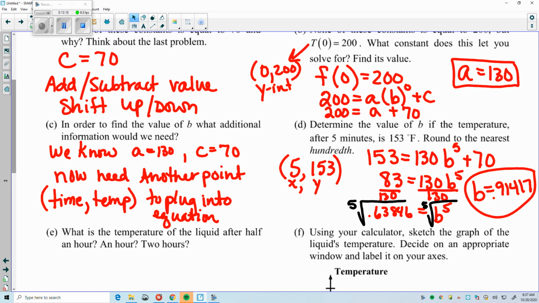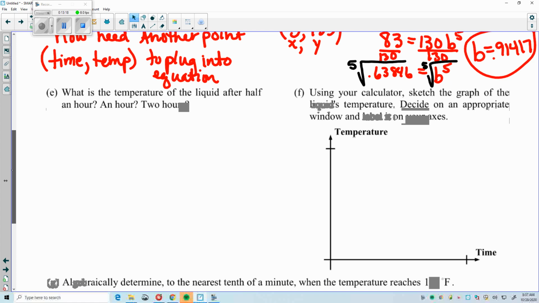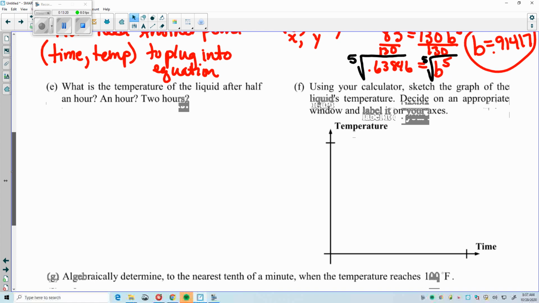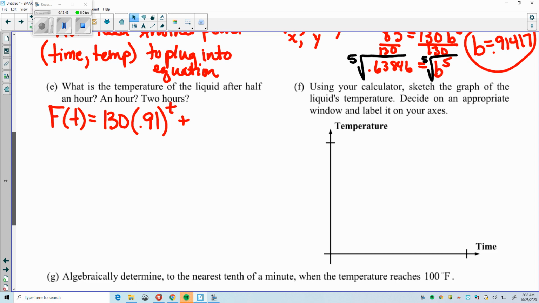We found a, we found b, we know what c is. We should be able now to try and put this all together. So it says, what is the temperature of the liquid after half an hour or an hour or 2 hours? Well, we should be able to put everything together. Let's write a general equation, and then we could solve. So f of t is equal to, we need our a value, which was 130, times our b value of 0.91 raised to the t plus c. So we've just developed that equation.